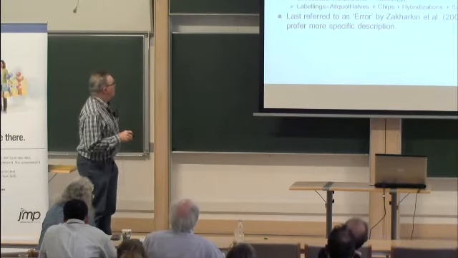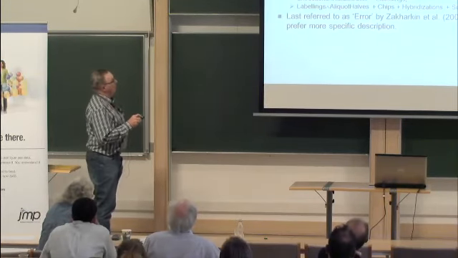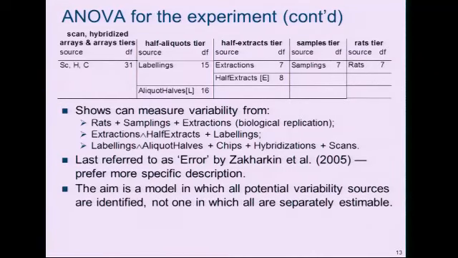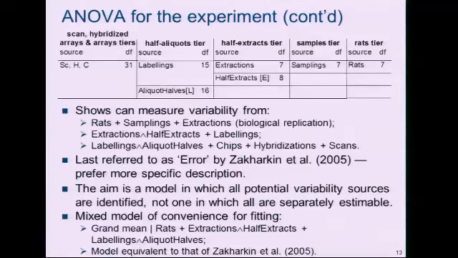in mixed model software. This last term here is referred to as error by Zach Harkin, but we can see what this error is made up of. It's made up of variation from aliquot halves, from chips, from hybridizations and scans. So the aim here is a model in which all the potential sources of variability are identified, not one in which all are separately estimable. And the mixed model for convenience, well, as I say, I selected one from each of those groups, so I end up with rats, extractions, half extracts combined with extractions, and aliquot halves, labellings. And that is equivalent to the Zach Harkin model.